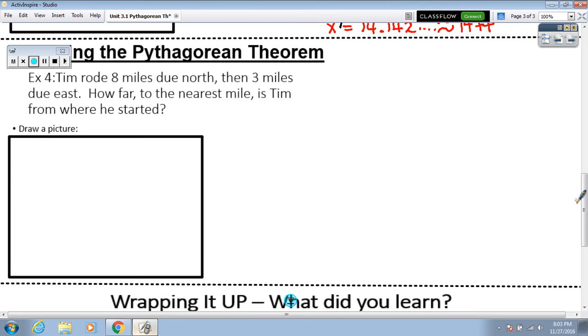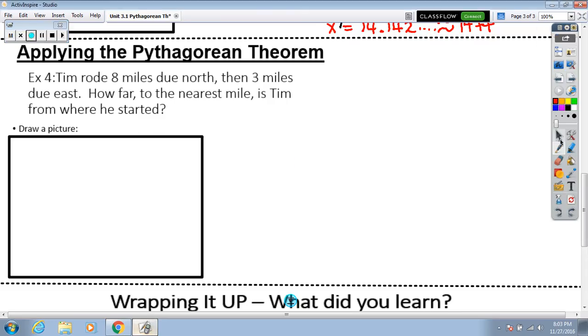Alright, so example number 2. Example number 2 is a direction application problem, and they use this a lot. They like to use this. You will most definitely probably see a problem that looks like this on your EOC at the end of the year. Alright, so here we go.